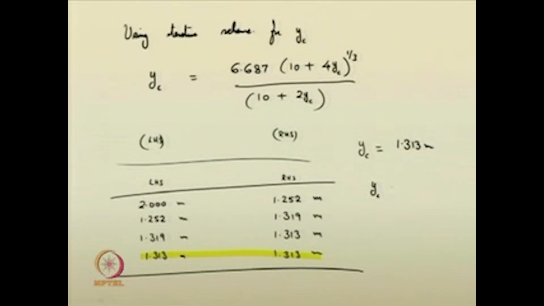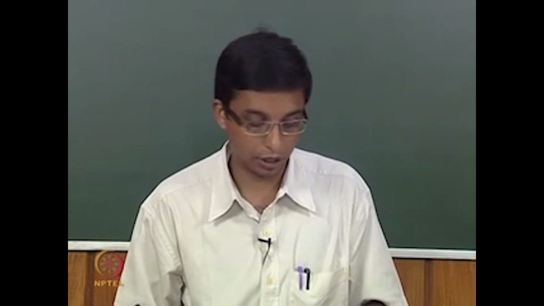So, what do you understand from this particular case? Your YC is less than your normal depth, therefore, flow is subcritical. Therefore, the gradually varied flow profile will be M1 profile, it will be a backwater curve. So, how will you compute the gradually varied flow profile? As we suggested, it will be an M1 profile.